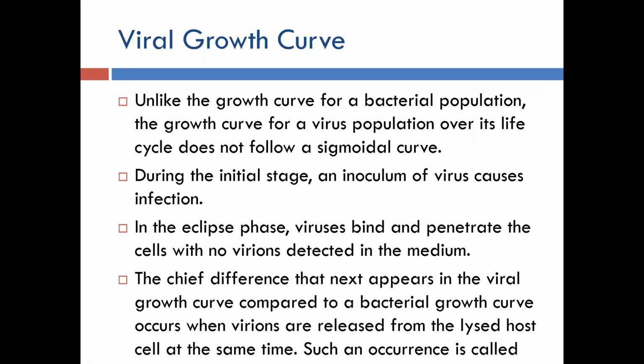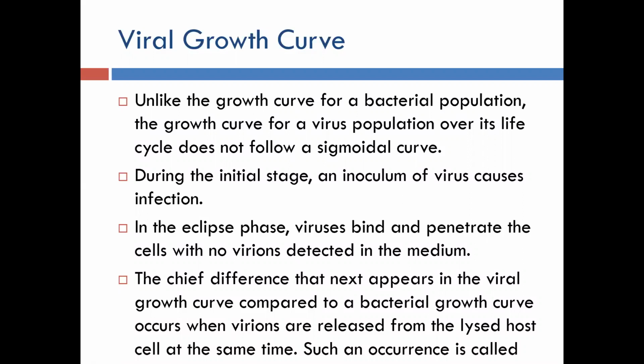Right, so that leads us now, after we understood how the viral cycle takes place either in a lytic or a lysogenic cycle, to viral growth curves. Viral growth curves differ a bit from bacterial curves, which we looked at early on in the semester. Unlike the growth curve for a bacterial population, the one for a virus population over its life cycle does not follow a sigmoidal curve. So it has a different type of shape.